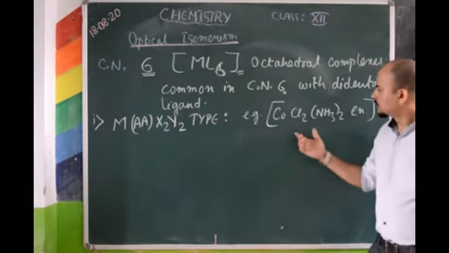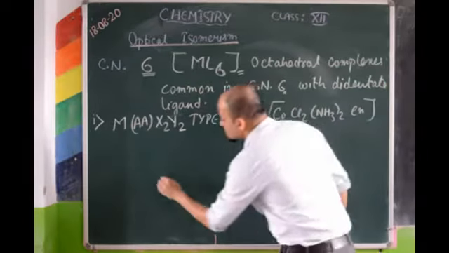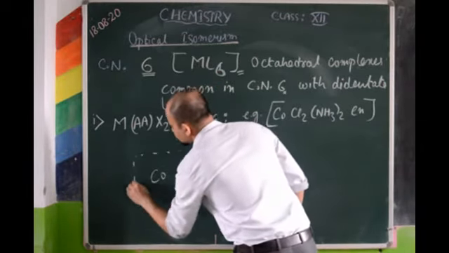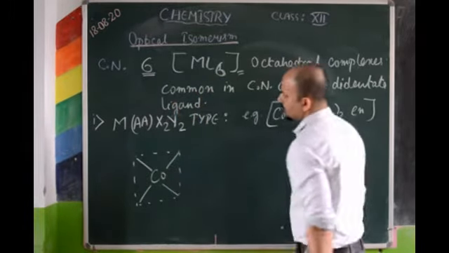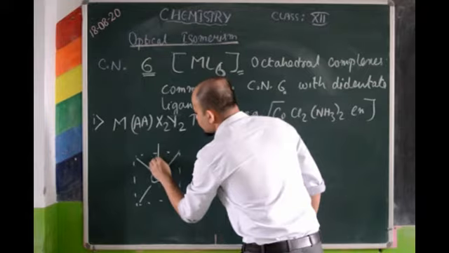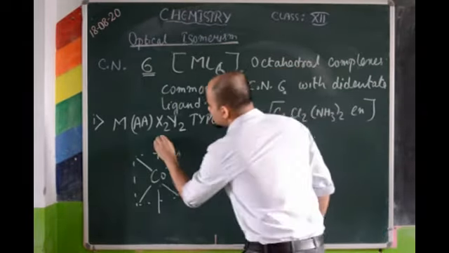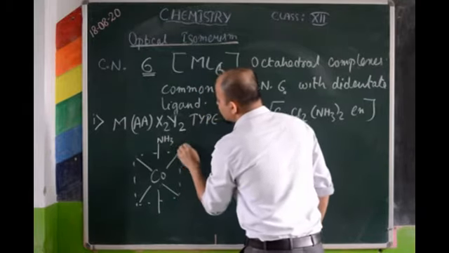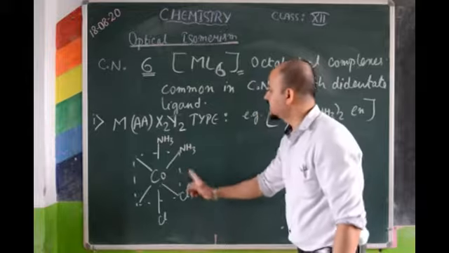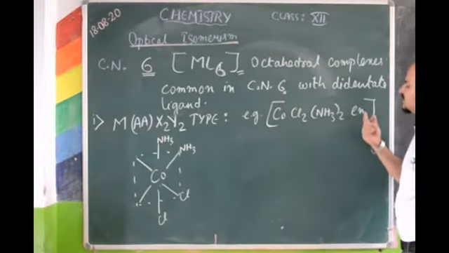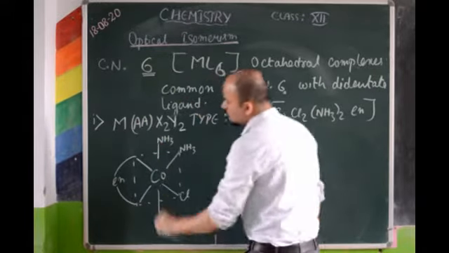Now let me draw the cis form of this one. Here cobalt is present at the center, and one of the ligands is present above the plane, the other one below the plane. In the cis form, you have these like groups nearer to each other. They are very adjacent to each other. Cl, NH3. Then what is left? En is left. So this En, that is ethylene diamine, will occupy these two positions.